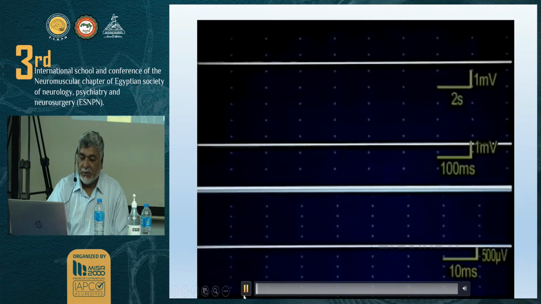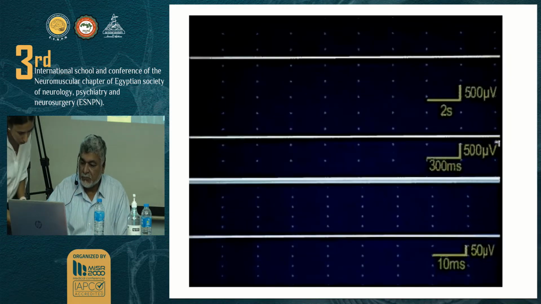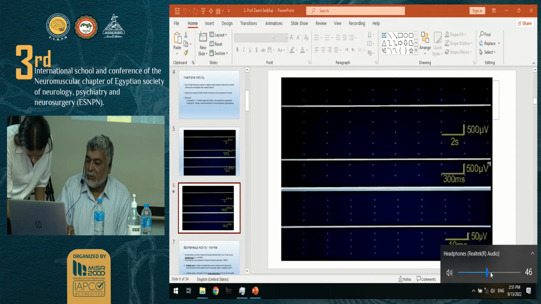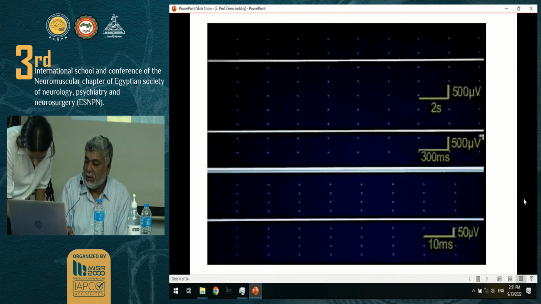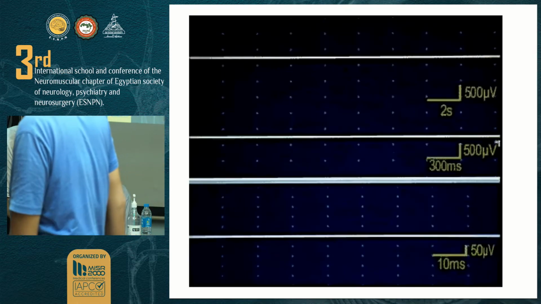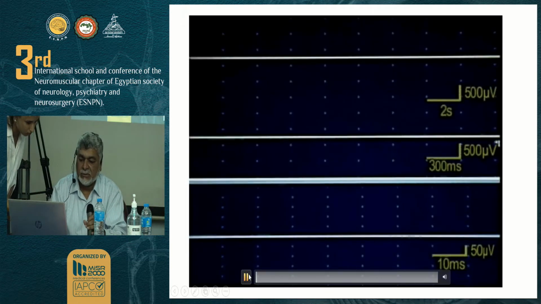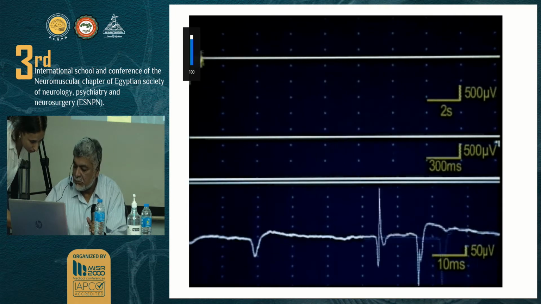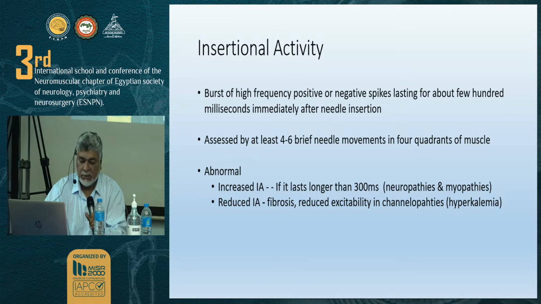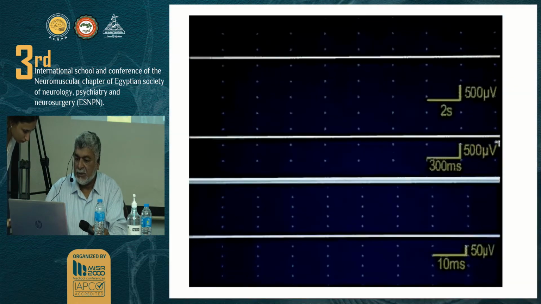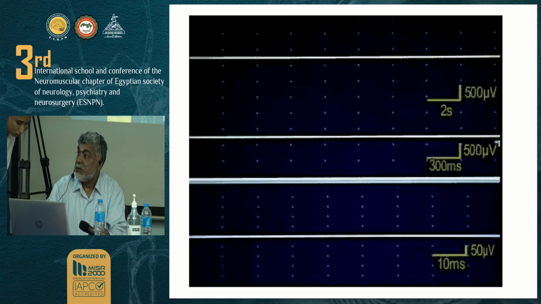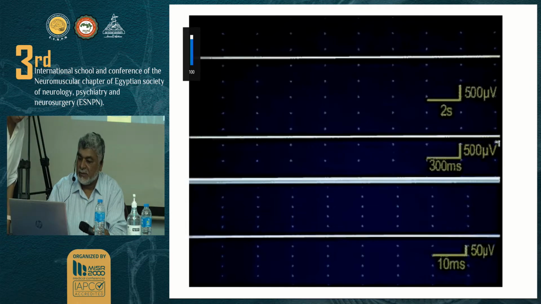Here's an example of insertional activity. Oh no, there's no sound. Good. Let me go back. There's no sound still. Oh yeah, better now. Okay. Where's the mic? Should I put it down there? Just give me a second. I need a little better sound, more. Make it full volume. Is that the full volume? Okay.